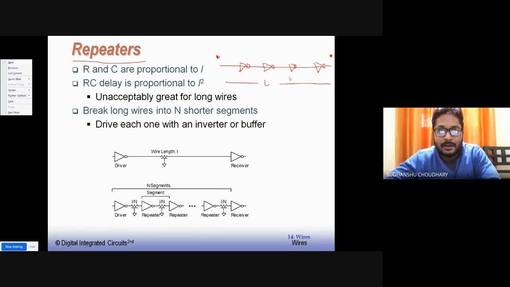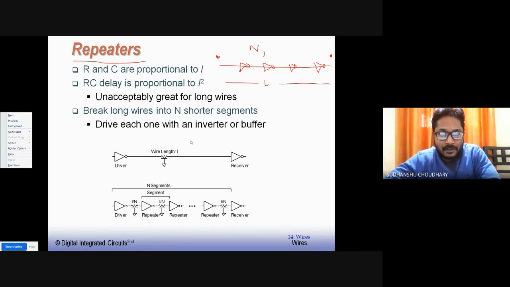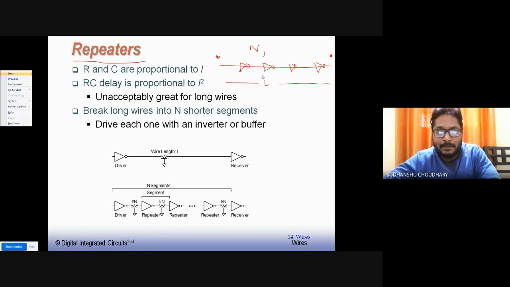Now, how to decide the number of repeaters? That is, how many repeaters, at what frequency you will put in repeaters, and at what length the repeaters will be put. That can also be found.